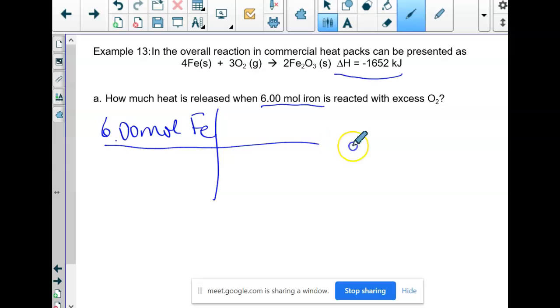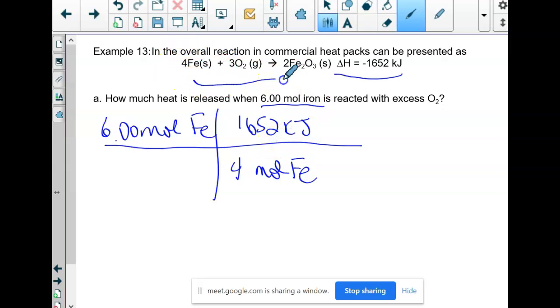Okay, so then we can say, well, I have to have moles of Fe here, don't I, to cancel. And I know from my balanced equation, I have 4 moles of Fe for every 1652 kilojoules. Now, I want to talk about the negative piece separately, so I didn't put it in right now. But first, do you see there's a relationship between each of these coefficients, the moles, and the value of delta H? I can set them each as their own ratio. Now, when do you use the negative? Well, that depends. As this is written, going this direction, there is a negative with the delta H.